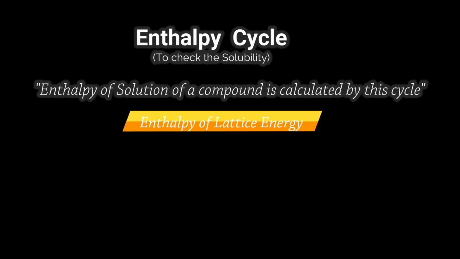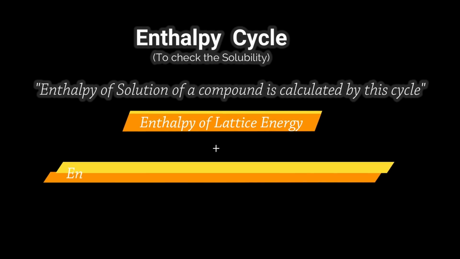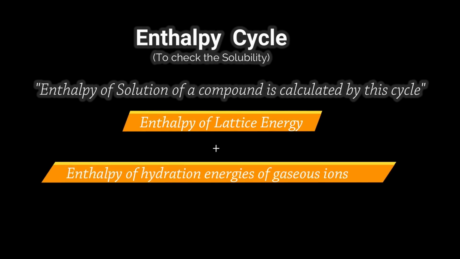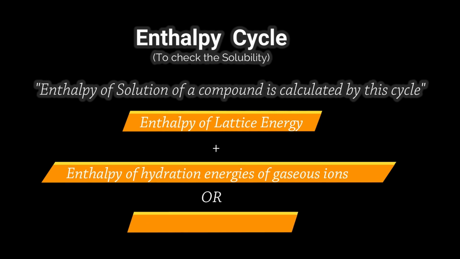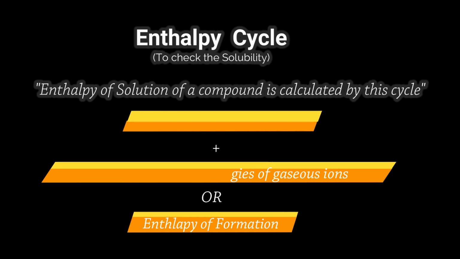Enthalpy cycle. To check the solubility of an ionic compound in aqueous medium, a cycle is drawn that is known as enthalpy cycle. Basically, enthalpy of solution is calculated with the help of this cycle. To calculate the enthalpy of solution, we need enthalpy of lattice energy plus enthalpy of hydration energy of the gaseous ions. Or we can also calculate the enthalpy of solution with the help of enthalpy of formation data.